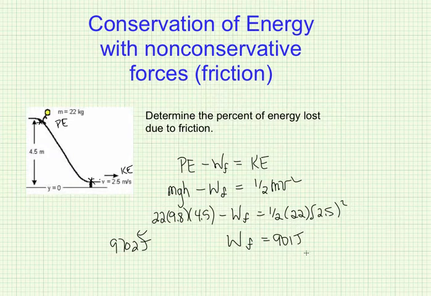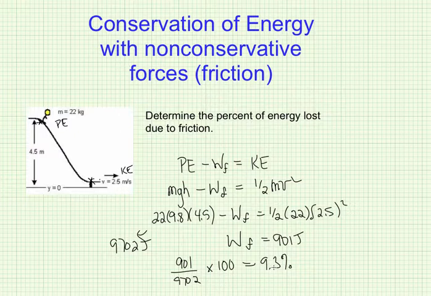We lost 901. So if I want a percent, we're just going to take this ratio, 901 divided by 9,702, which was my total. Since I want a percent, I need to multiply that by 100. And that's going to give me 9.3%. So almost 10% of our energy was lost due to friction.